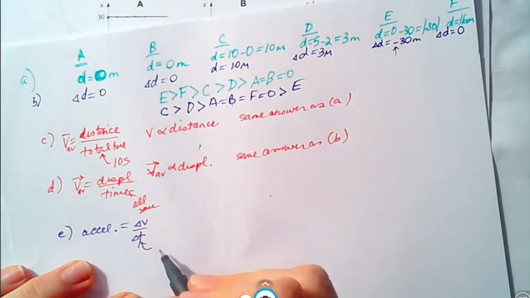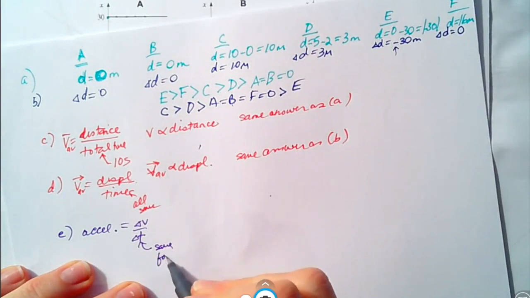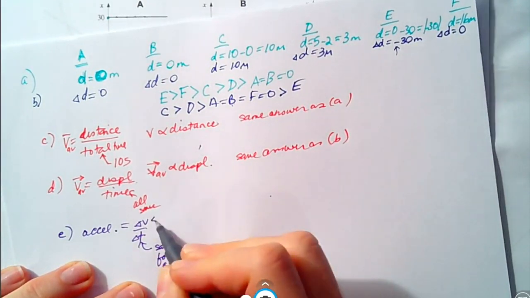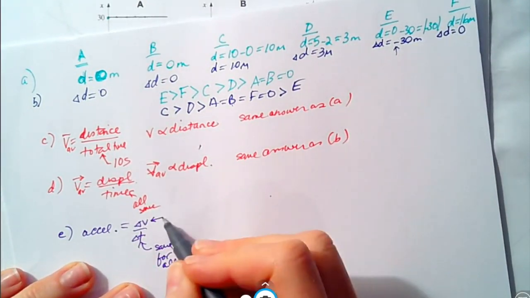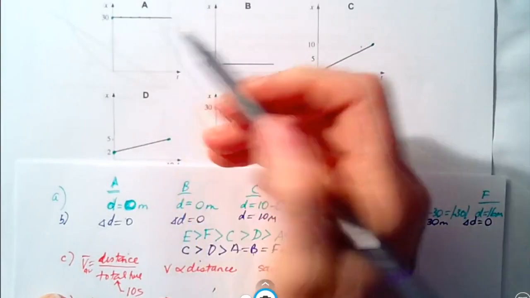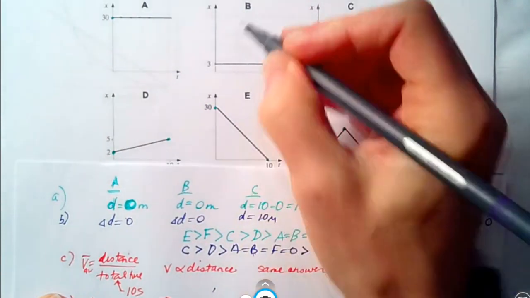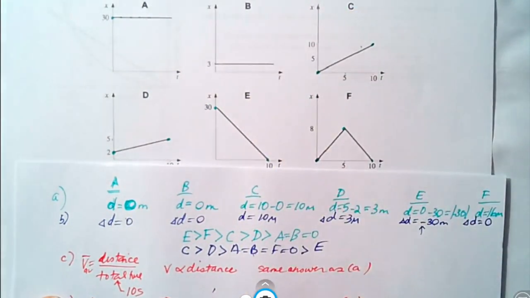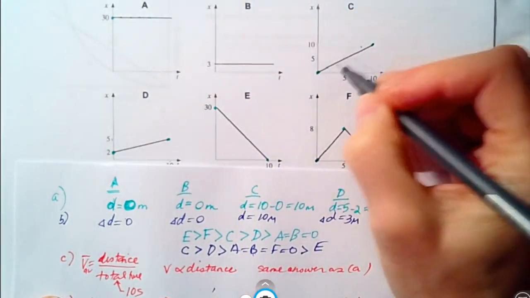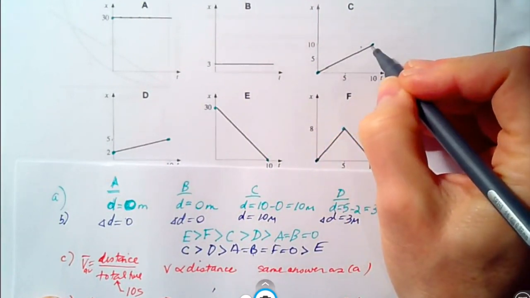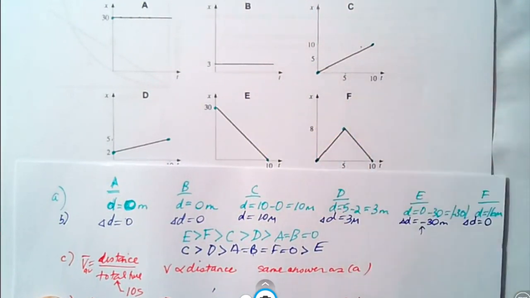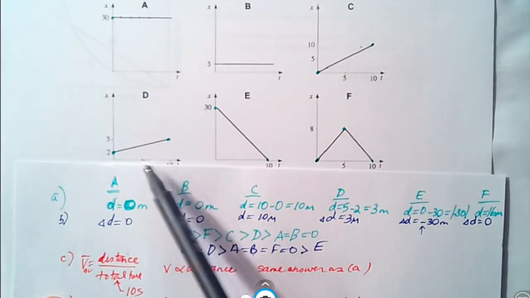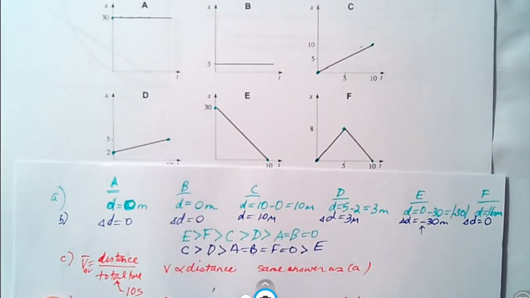And again, the change in time is the same for all, so that doesn't really matter. So all we have to do is look at our change in velocity. Well, now let's look back at our graphs. This isn't moving, so acceleration is 0. This isn't moving, so acceleration is 0. This has a constant speed, therefore acceleration is 0. Same with D, it's a straight line, the slope is velocity, therefore it's constant speed, so acceleration is 0.